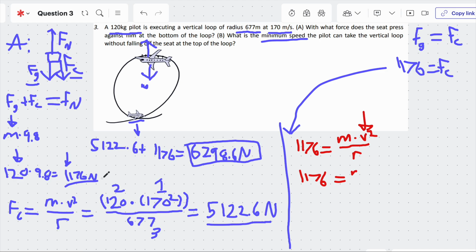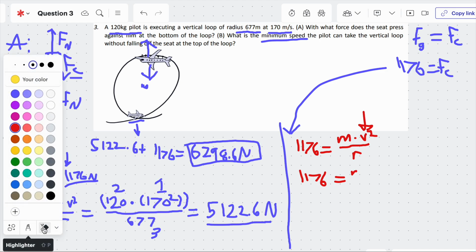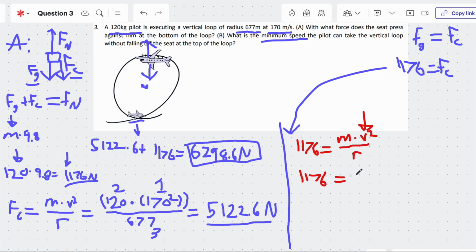Oh, sorry. Eraser. Okay, and then is this what I want? That's not what I want. What am I doing? Okay, so mass is 120 kilograms again, times velocity squared divided by 677.